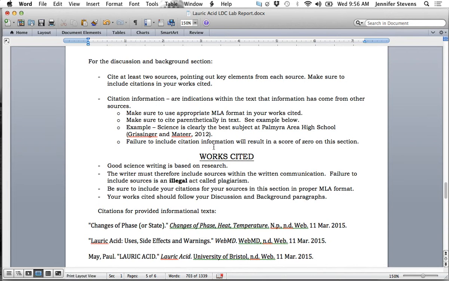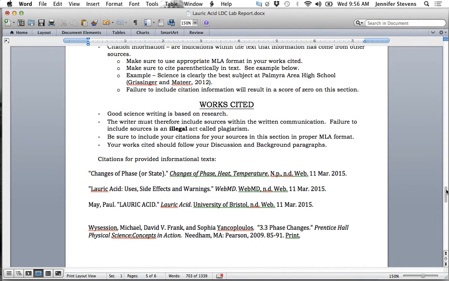Okay. And it gives you some other examples of citing parenthetically. And then at the very end, you will have a works cited. There's the works cited again, and I provided it to you on my Moodle page so that it's easier for you to copy and paste.